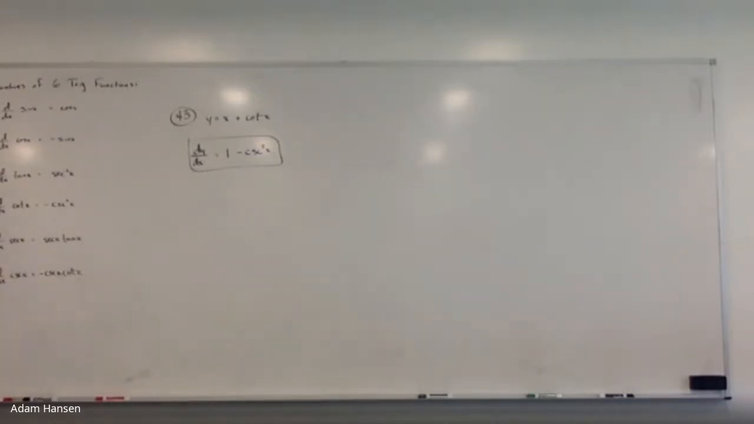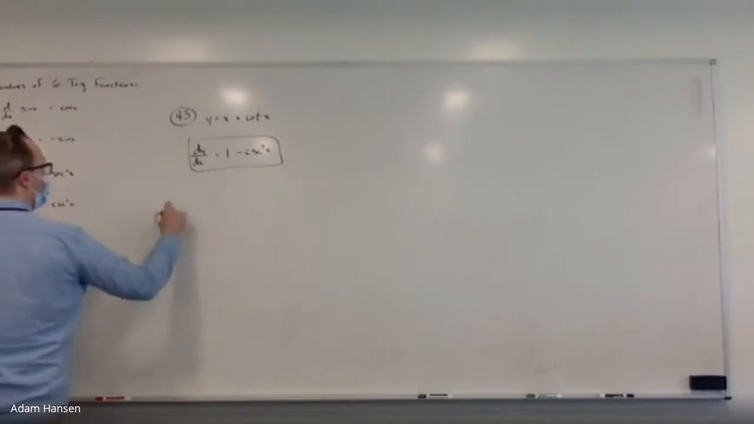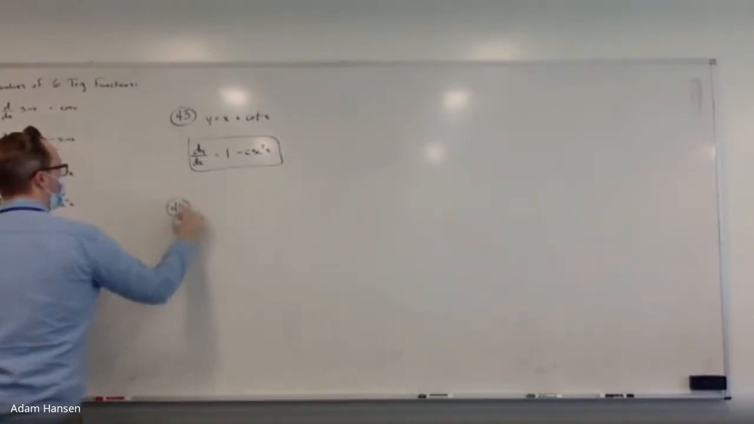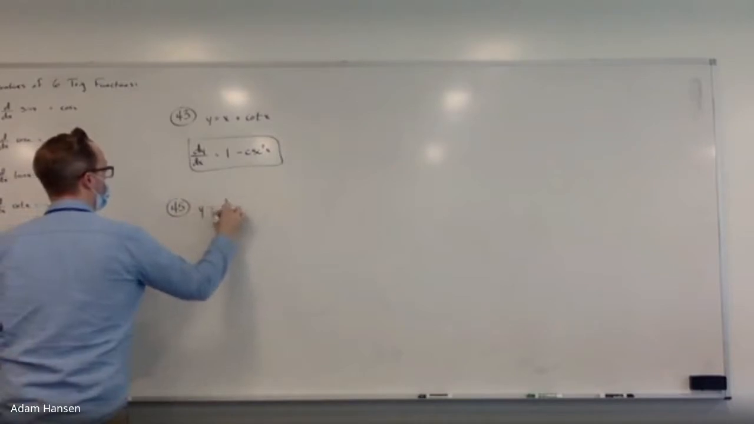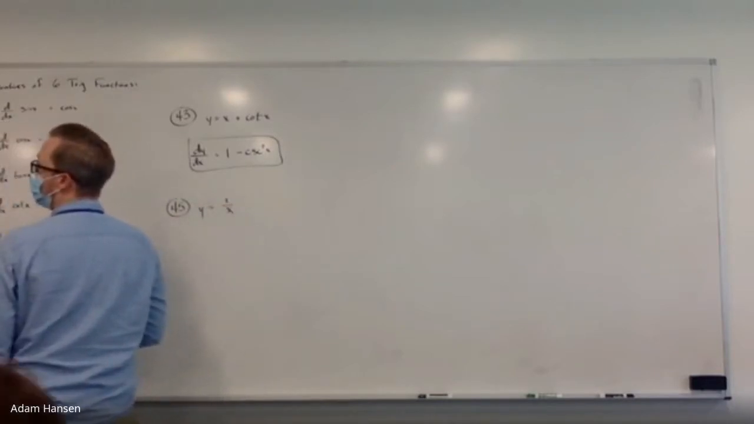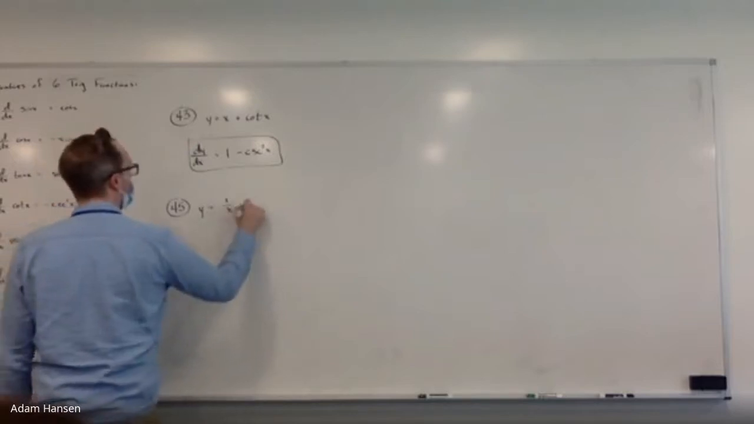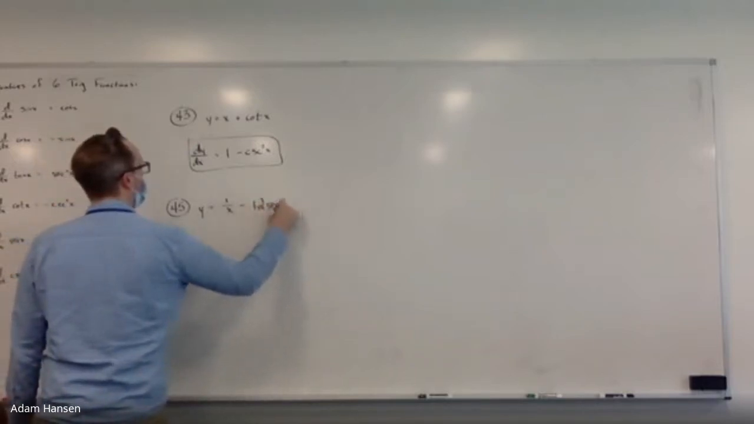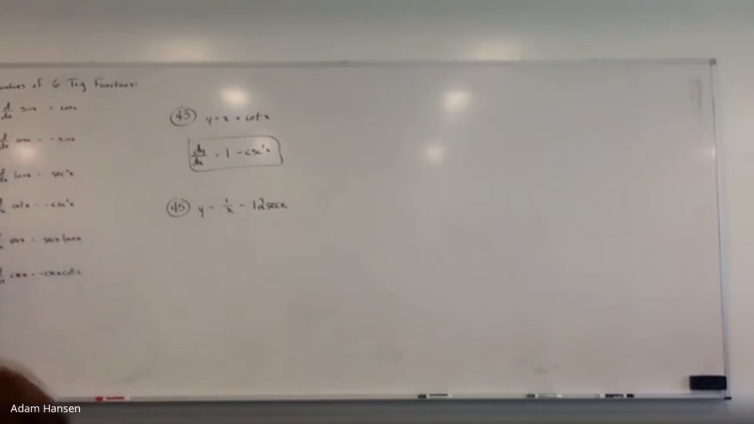Skip down, let's try 45. 1 over x minus 12 secant x. This is good practice on other basic differentiation rules too, because I'm using those basic rules in conjunction with the derivatives of the other 6 trig functions.